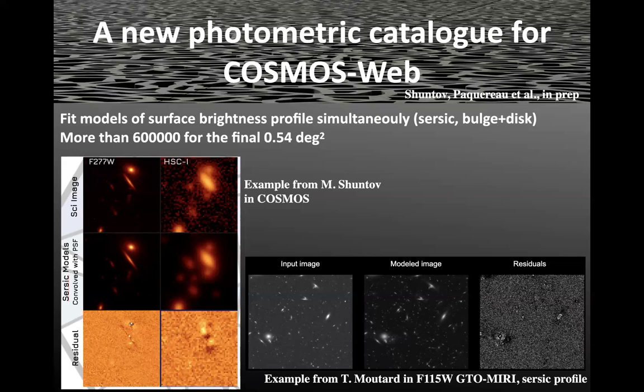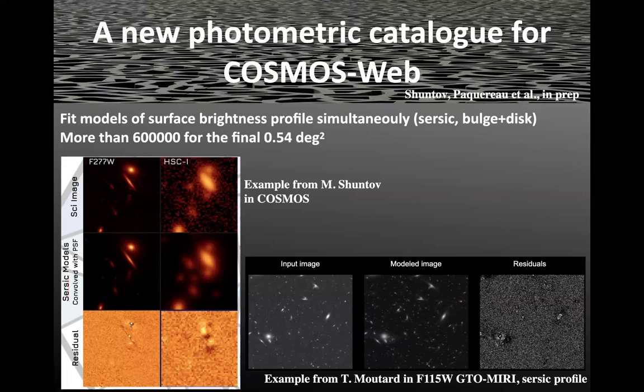So this is done with Sérsic. And probably you see for the bright galaxy, you see the fact that we don't have the bulge. You can also run it with bulge and disk, but I don't have the example here. And here, for instance, I can show you one result by Thibaut Moutard, doing that for the GTO MIRI, and using also SourceXtractor++, the image, the model, and the residual.